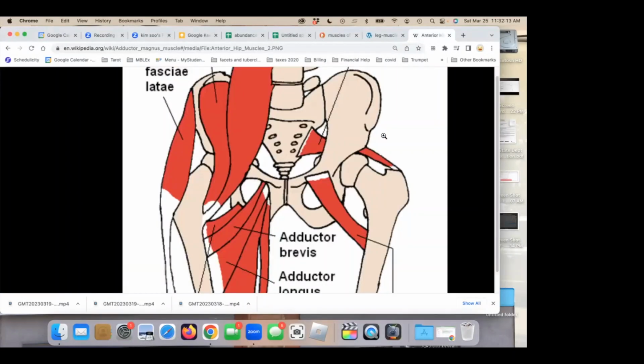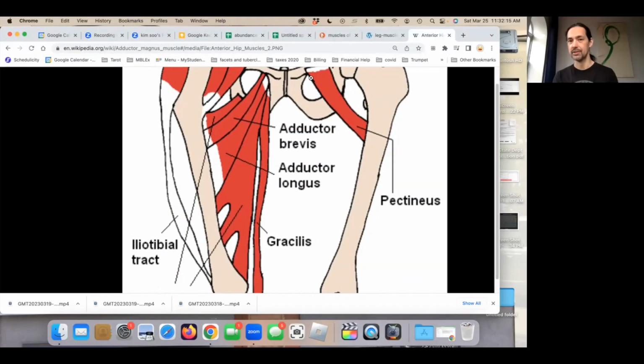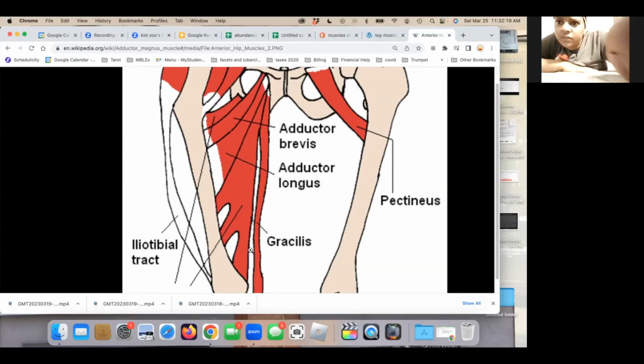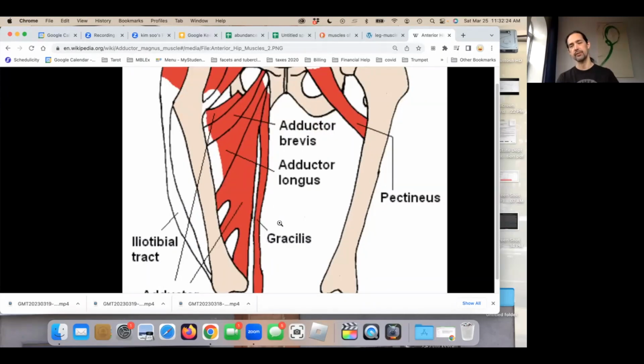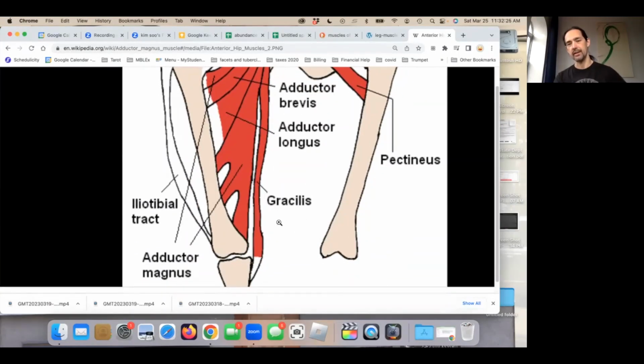The pectineus. That's right. The pectineus is the shorter. Here's the pectineus, and here's the gracilis. The gracilis is really long. I don't know if you can feel the pectineus. I think you can, but you can definitely feel the gracilis on the inside. If you put your hand on the inside of your thigh and you squeeze your knees together, the gracilis is a very thin muscle right underneath the skin.